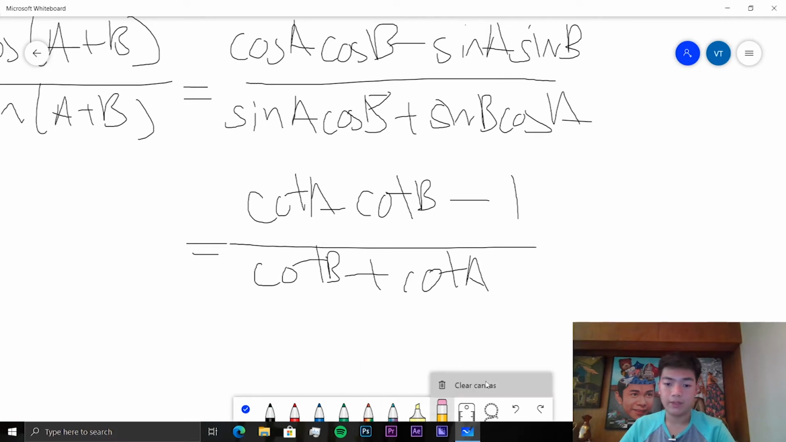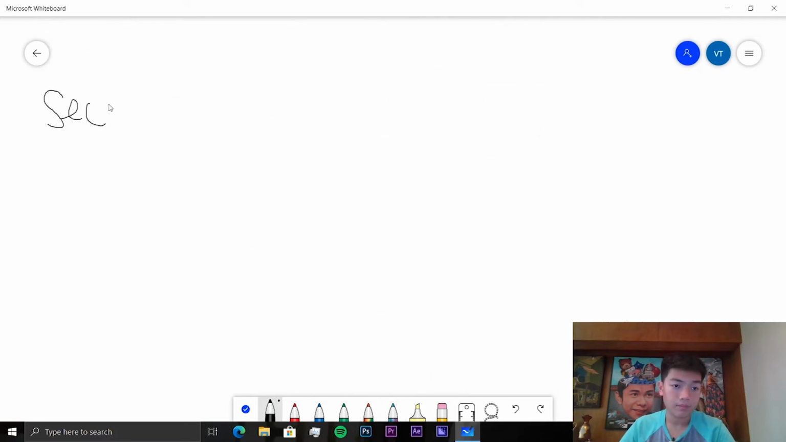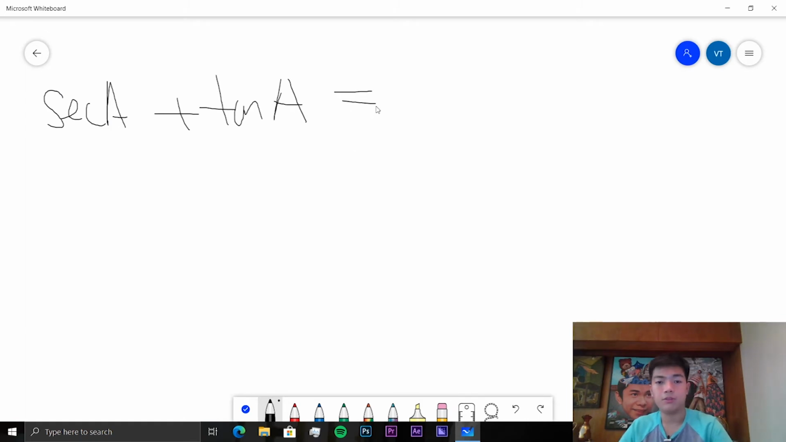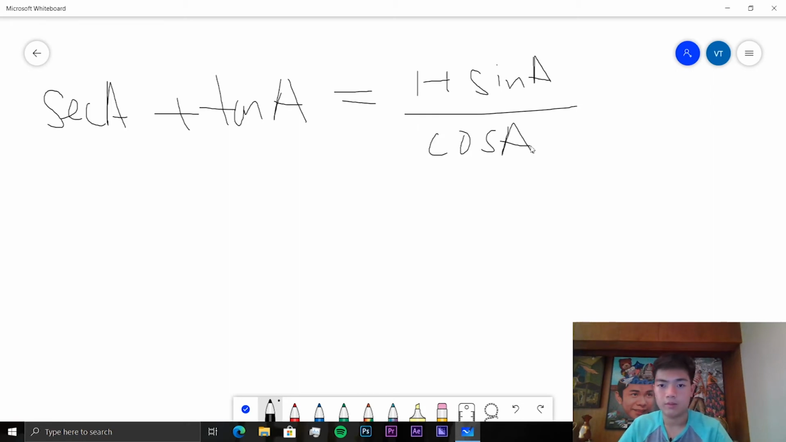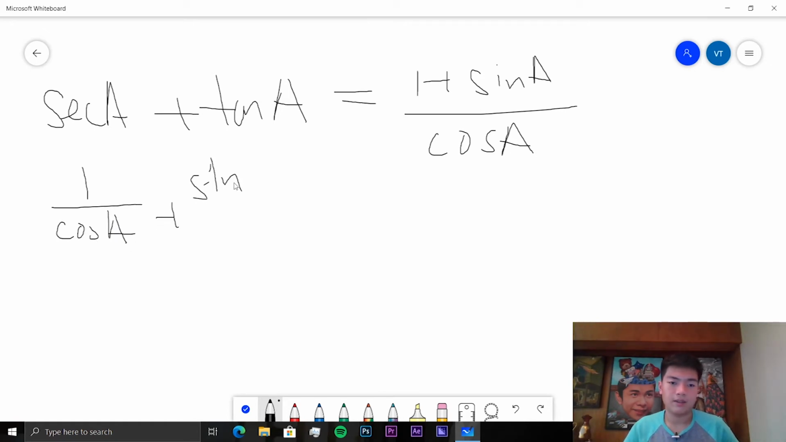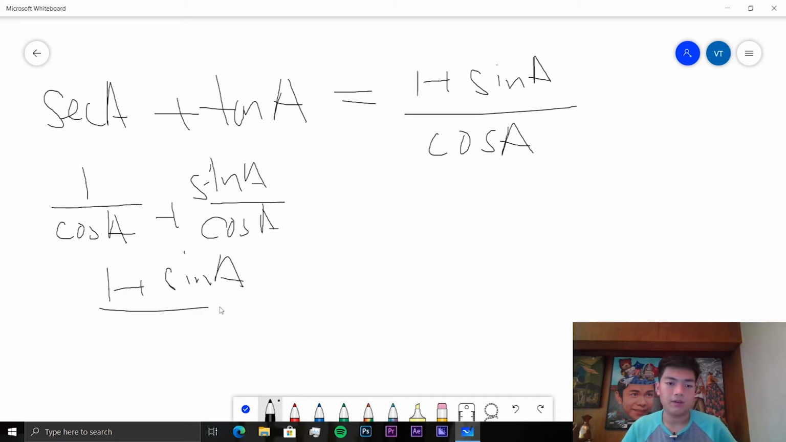Next, we need to prove that secant A plus tangent A is equal to 1 plus sine A over cosine A. Okay. I mean, is this not just obvious? This is equal to 1 over cosine A plus sine A over cosine A. So this is just 1 plus sine A over cosine A. It's just an inherently obvious proof. Oh, there's a lot more. Okay, let's go.